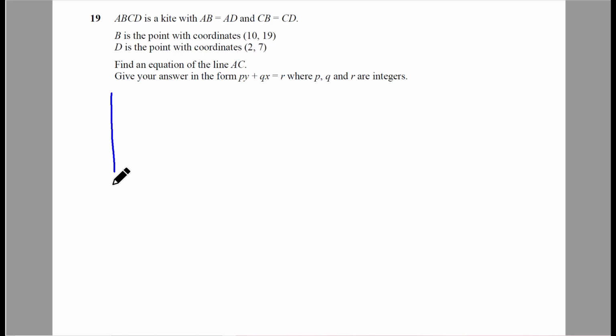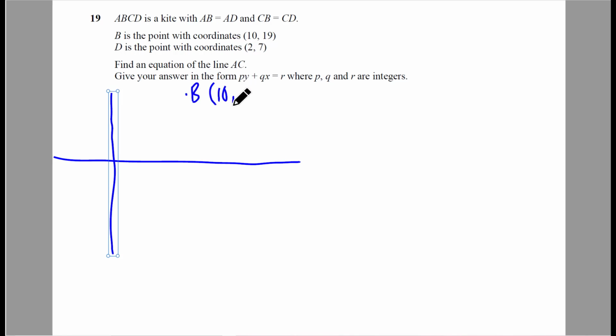But let me just draw a sketch here. If this was 10, 19, that's B, that's 10, 19. Imagine D is somewhere here. That coordinate's 2, 7. And we've got a point AC. It could be down here, we don't know. But I'm just going to draw this, and that's A, C. It has to be like this because AB equals AD to make that top end of the kite at a slant. There we go, that's our kite, and CD equals CB. Hopefully that gives you an idea of what's happening.